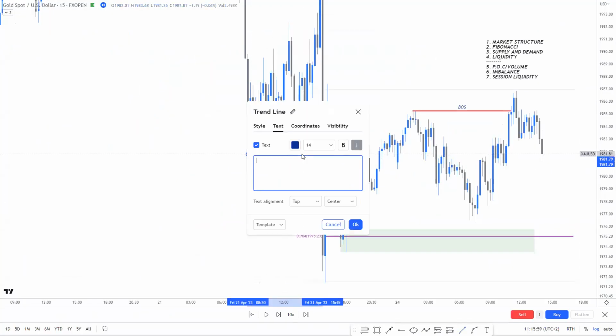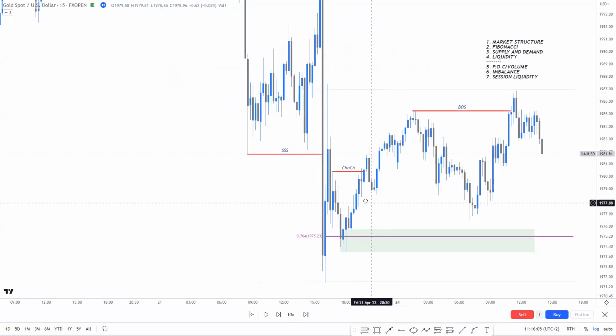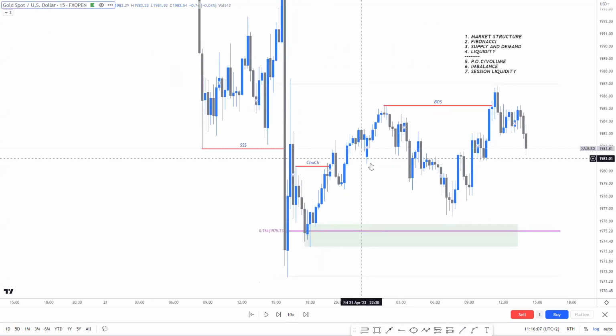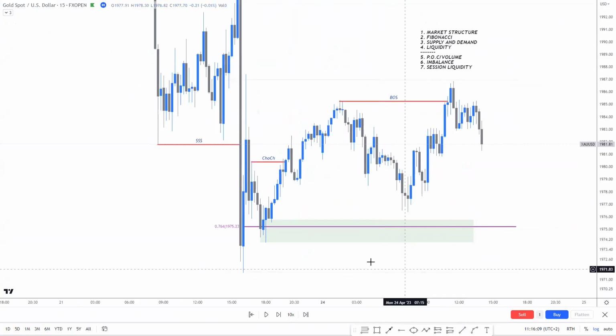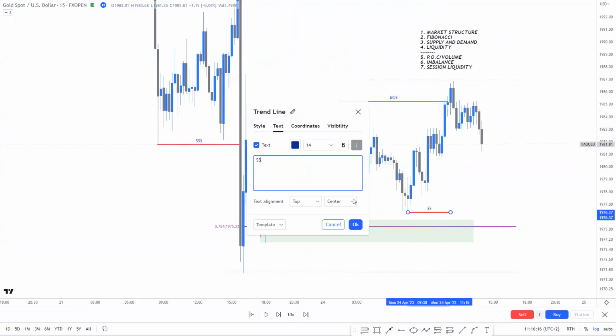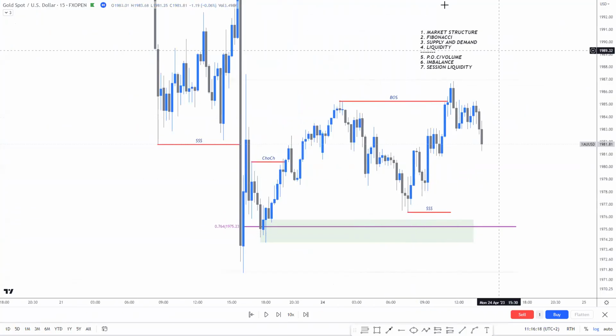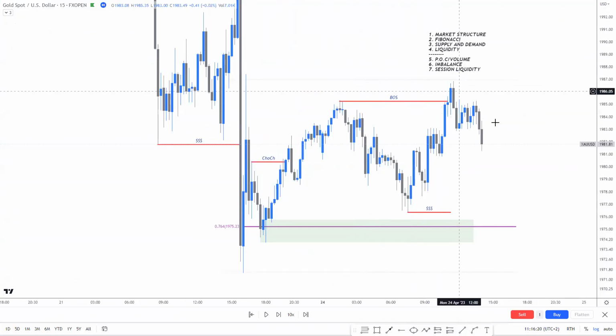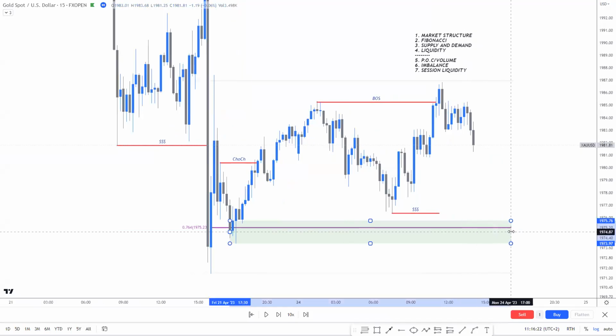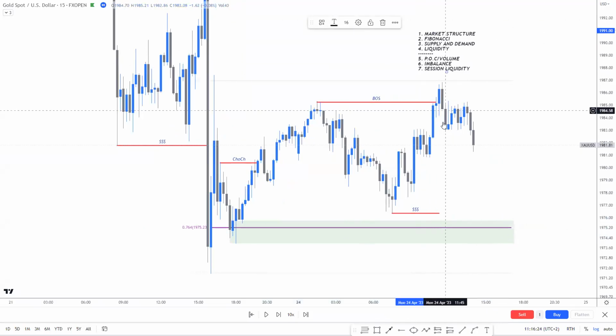Price had swept all of this external liquidity, okay? Price had swept all of this external liquidity, and obviously it was creating liquidity inside. It was also creating internal liquidity, which, well, now you will see, was also the session liquidity. So next up, we are looking for the extra confluences.